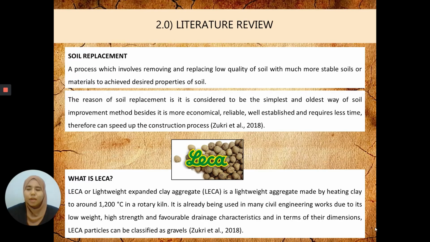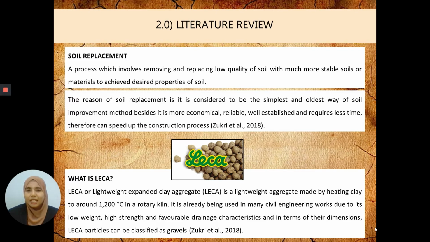Okay, for the literature review, I will cover two subtopics, which are soil replacement and leka. What is soil replacement? Soil replacement is a process which involves removing and replacing low quality soils with much more stable soil or material to achieve desired properties of soil. It is considered to be the simplest and oldest soil improvement method. At times, it is more economical, reliable, well established, and requires less time. Therefore, it can help to speed up the construction process.